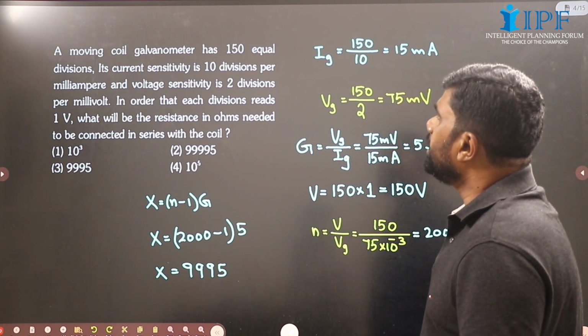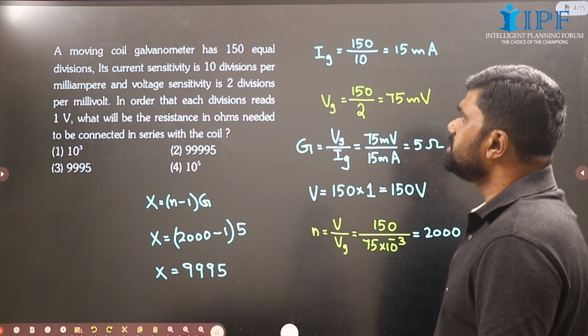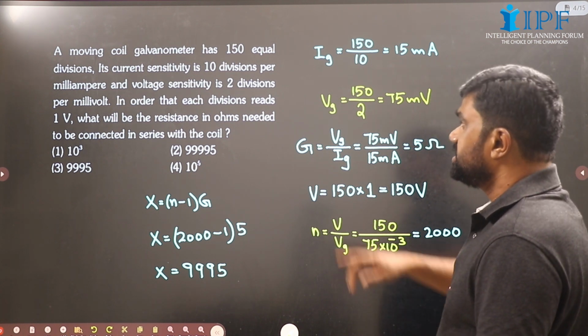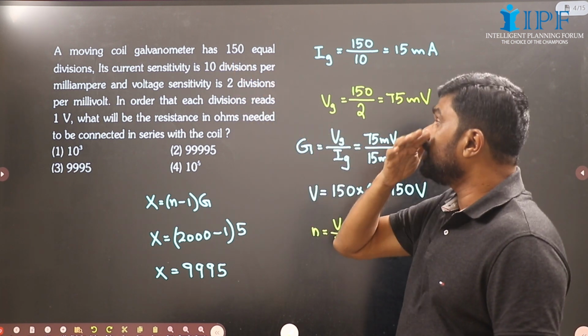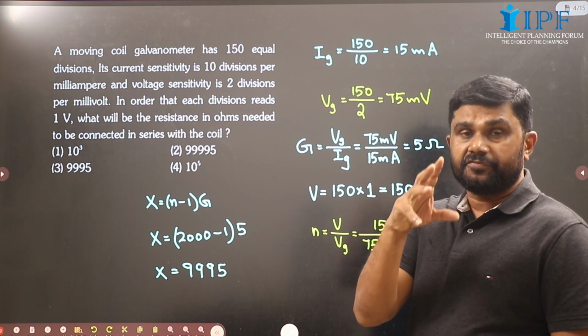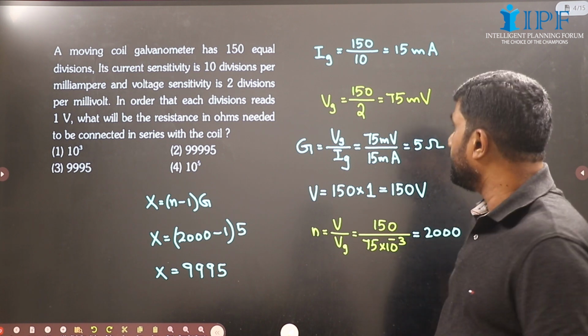A moving coil galvanometer has 150 equal divisions. Its current sensitivity is 10 divisions per milliampere. See, 10 divisions are equivalent to 1 milliampere. So 150 divisions will be equivalent to 15 milliampere. So the full scale deflection current for the given galvanometer is 15 milliampere.